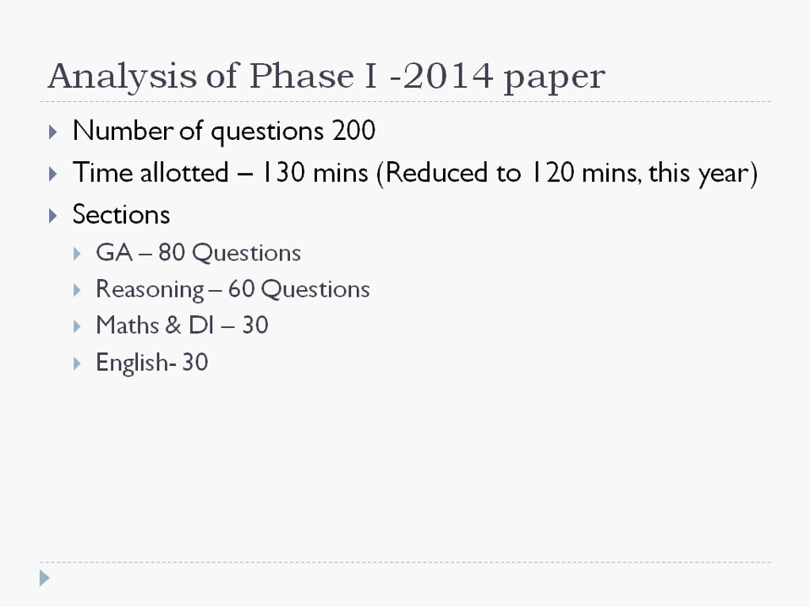Obviously there was negative marking. Each question was awarded 1 mark for a correct answer, and 0.25 marks, that is 1/4 of the marks, was deducted for each wrong answer.